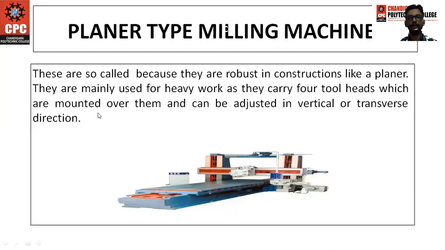Third is a planar type milling machine. These are so called because they are robust in construction like a planer. They are mainly used for heavy work as they carry 4 tool heads which are mounted over them and can be adjusted in vertical or transverse direction. So this is a diagram of a planar type milling machine. This bed is a planar type.